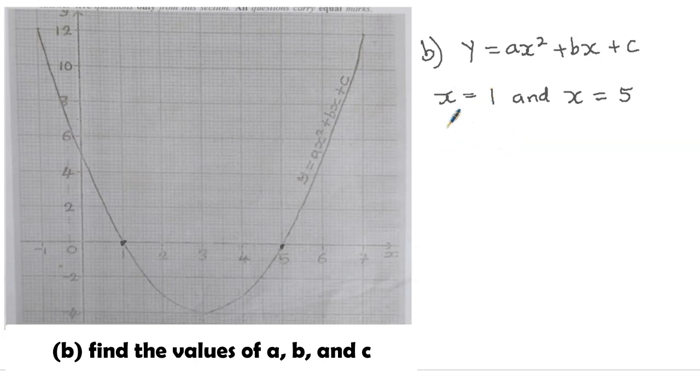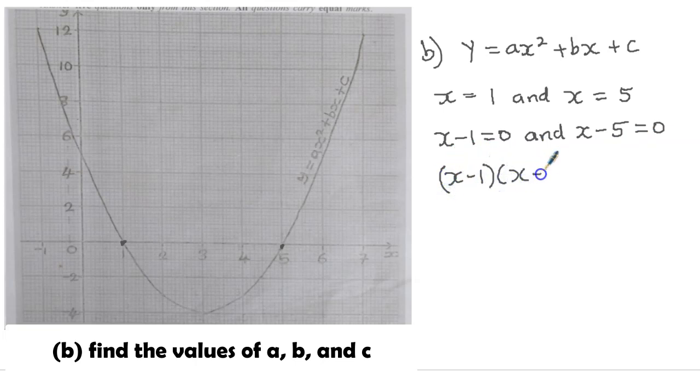So we can bring this x minus 1 and equate it to 0, and x minus 5 equals 0. These two are the factors. Normally, when we multiply these factors, x minus 1 times x minus 5, which equals 0, and we expand this one, we can use it to get the a, b and c that they are looking for.